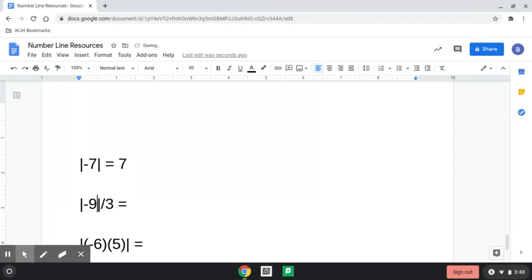If you said -9, you are correct. Now, let's ask ourselves, what is the absolute value of -9? If you said +9, that's correct. And now, 9 divided by 3. I think you know how to do that. If you said 3, you are correct.